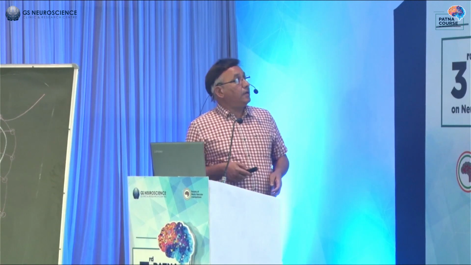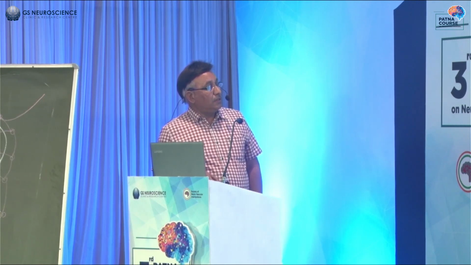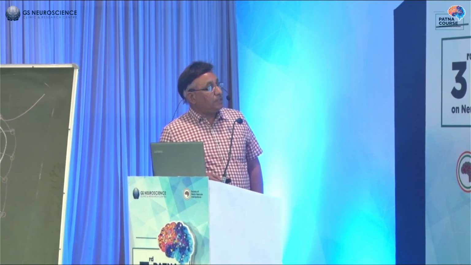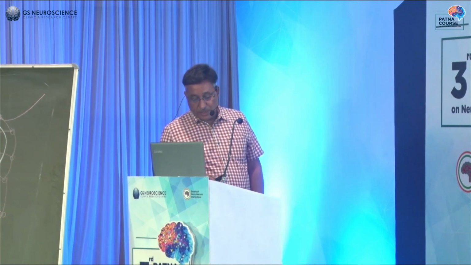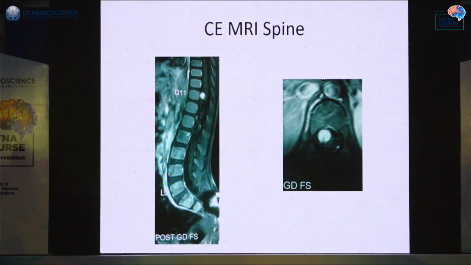So, an 8-year-old male with paraparesis, power 2/5 for the last 6 months, with bladder involvement. At D11 and below you can see marked flow voids, and along with this there's some pouch-like thing, maybe venous ectasia, and then you can see a hyperintensity suggestive of venous congestion. This is the axial view of this case. This is the contrast MRI, and you can see this venous pouch having contrast stagnation. This is the axial view.